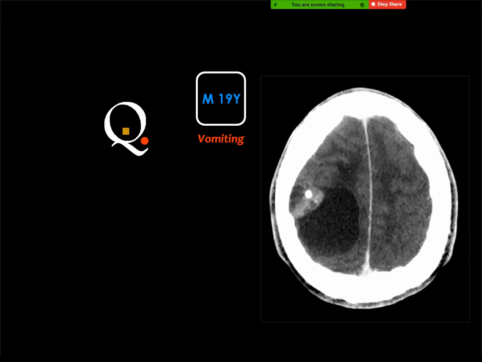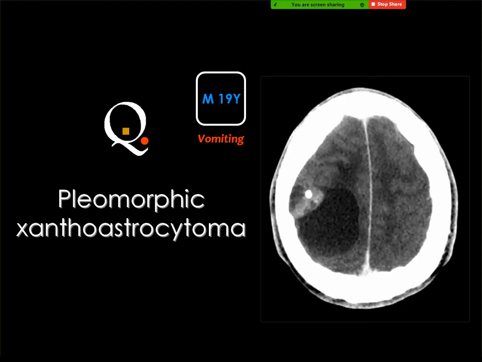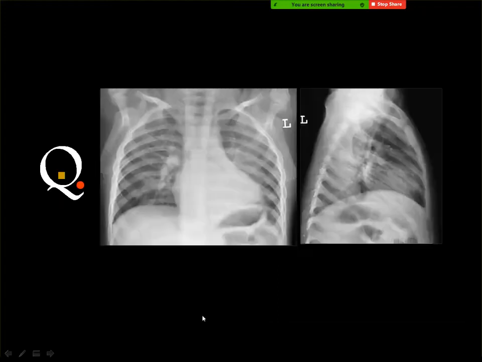Pilocytic astrocytoma. No. DNET. DNET, pleomorphic xanthoastrocytoma, is a cyst with an enhancing mural nodule, and the nodule is peripherally located adjacent to the meninges.